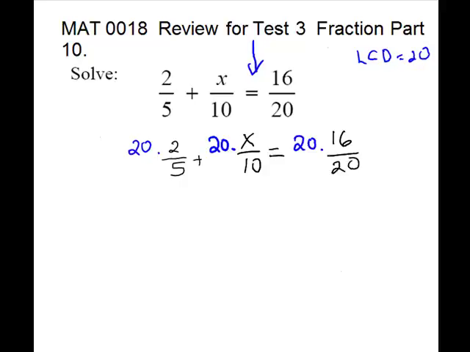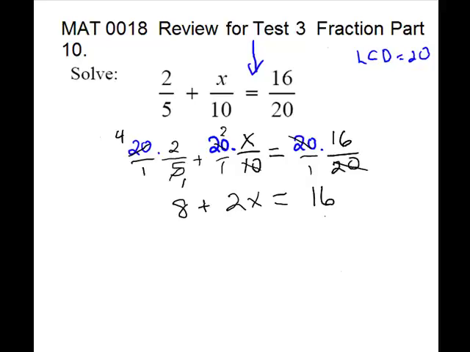Now we're going to clean up. So we're going to cancel our denominator on each one. On the first one, 5 will go into 20 4 times. 4 times 2 is 8 over 1, which we don't care about in the denominator. The next one, 10 will go into 20 2 times. 2 times x is 2x. Bring your equals down. The third one, your 20 will cancel, leaves you 16.